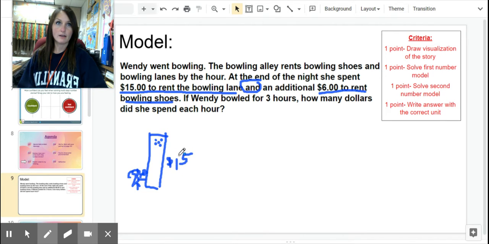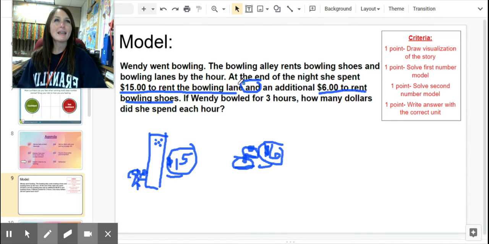This lane, it says, is $15, so I'm going to label that. But she also had to get the shoes, so I'm going to draw her pair of shoes. Little shoelaces, little soles. And the shoes were $6. So I've got $15 and $6. Now it says if Wendy bowled for 3 hours, how many dollars did she spend each hour?